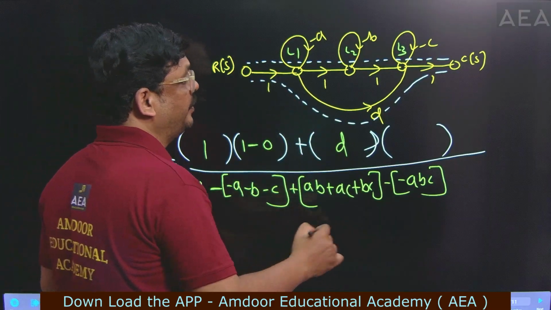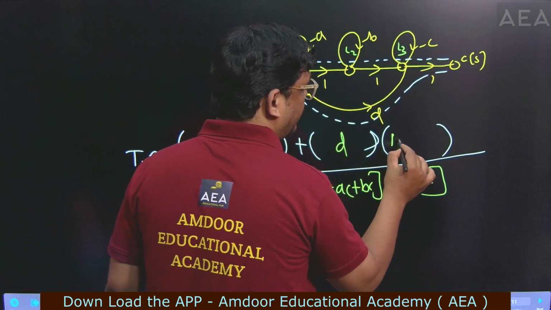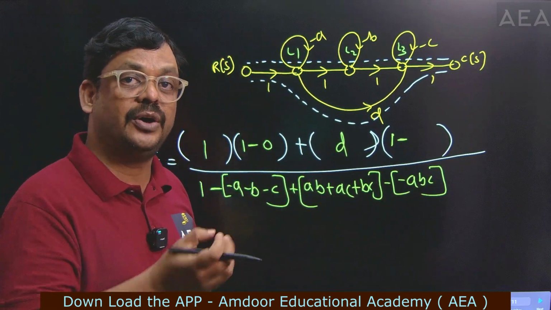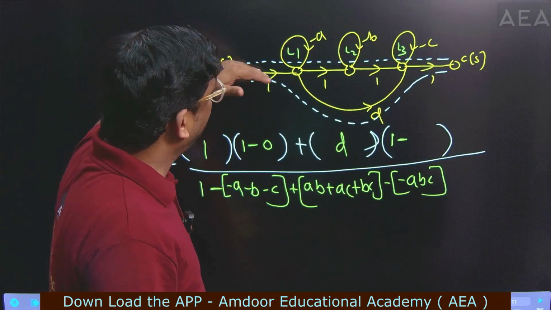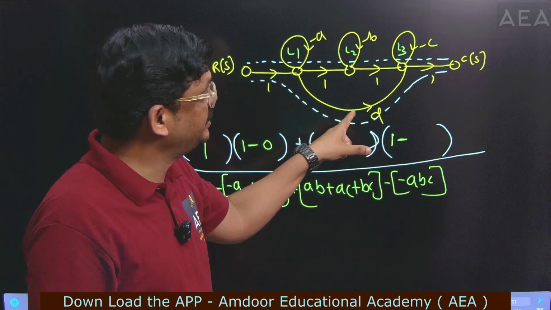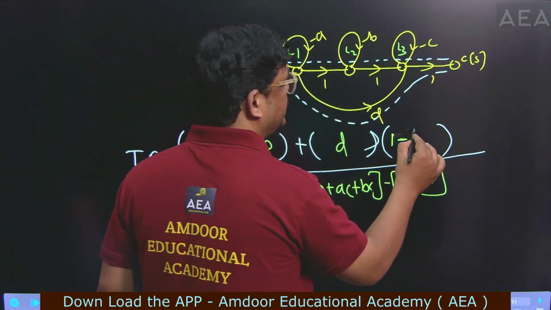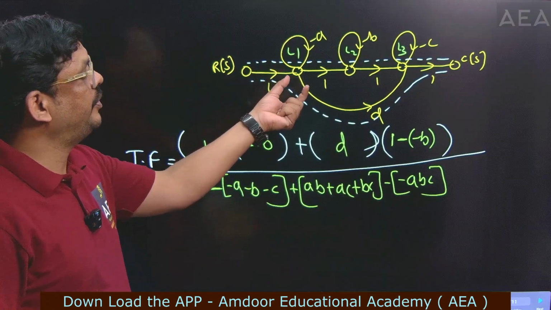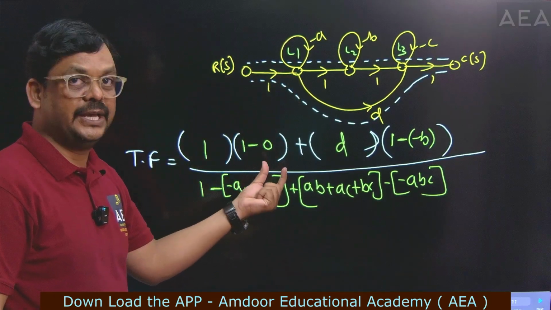And later go to this one. Delta 2: 1 minus non-touching loops of the second forward path. So the second forward path is defined in this direction. And this L2 is non-touching to this. That's why I'm writing here minus B. So finally I wrote the complete transfer function of the signal flow graph in a single step, right?